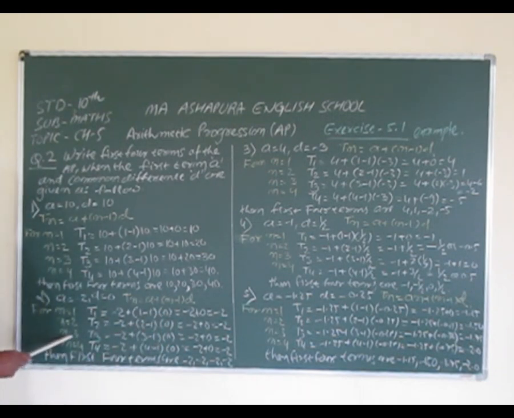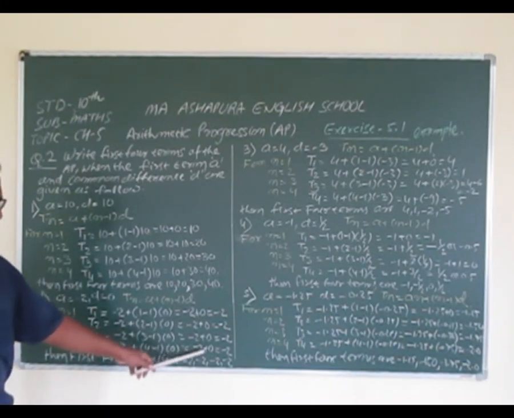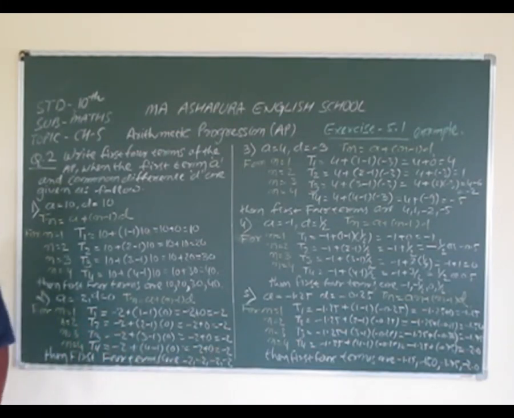N is equal to 3, then T3 is equal to minus 2 plus 3 minus 1 into 0. Therefore minus 2 plus 0, because 2 zeros are 0, and we get minus 2. Now n is equal to 4, T4 is equal to minus 2 plus 4 minus 1 into 0, 3 zeros are 0, and once again we find minus 2 plus 0 is equal to minus 2.